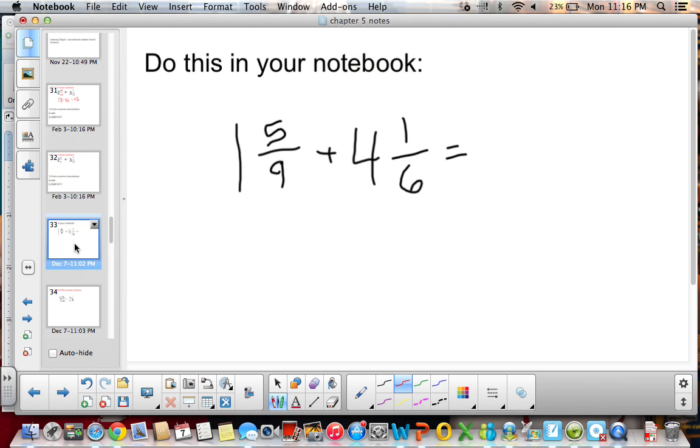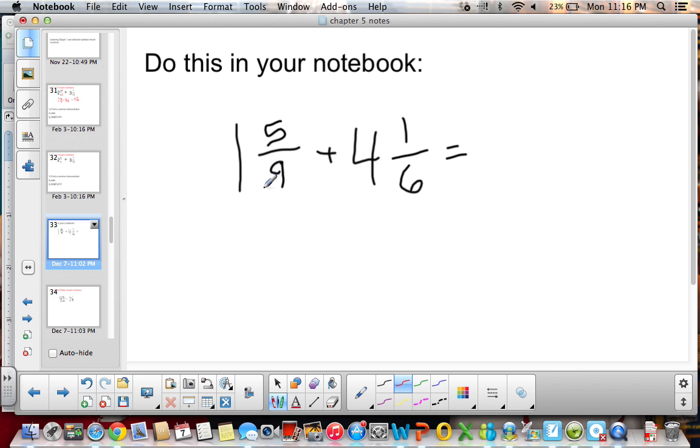Okay, I want you to pause me really quick and do this in your notebook, or if you'd like to be refreshed and watch it, then that's fine too, but just test yourself and see if you understand adding mixed numbers. So 1 and 5/9 plus 4 and 1/6.